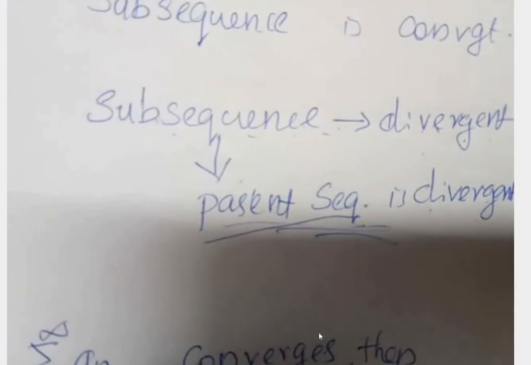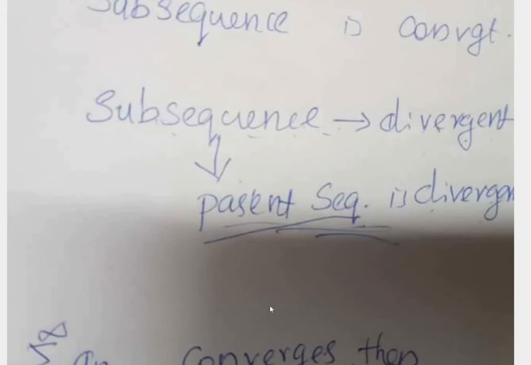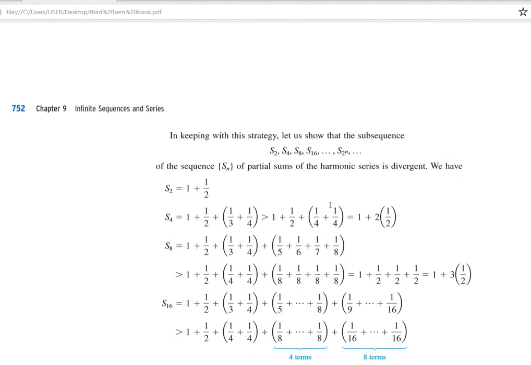First of all, we have to create a subsequence of partial sums, and we have to show that that subsequence of partial sums is divergent. That is the way we are going to do this. Very simple actually. We are going to consider this subsequence of partial sums: S2, S4, S8, S16, S2 raised to n, etc. S2 raised to n type of terms we look at.